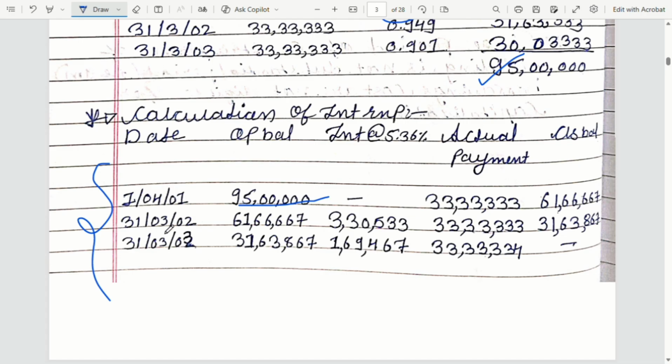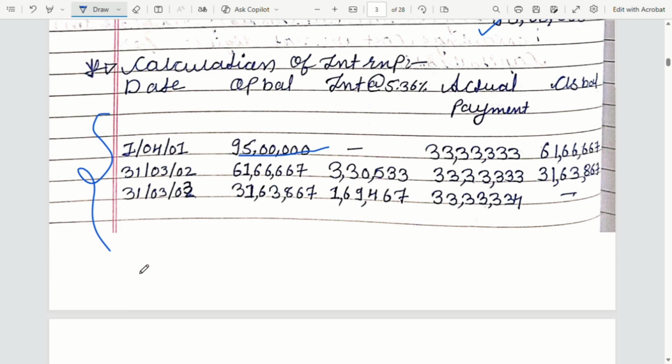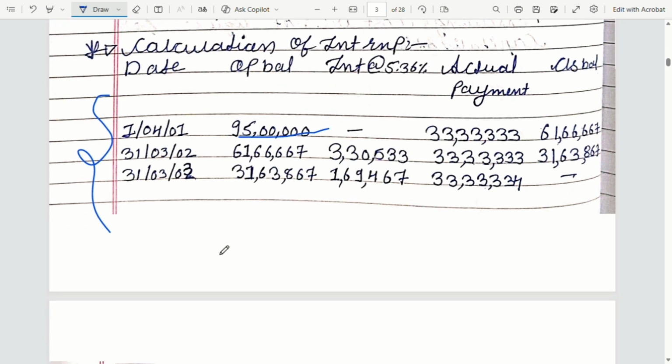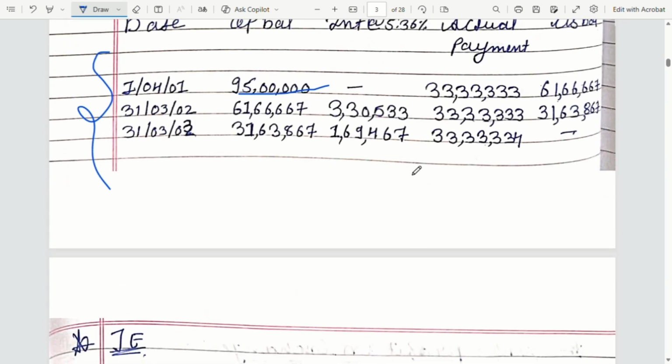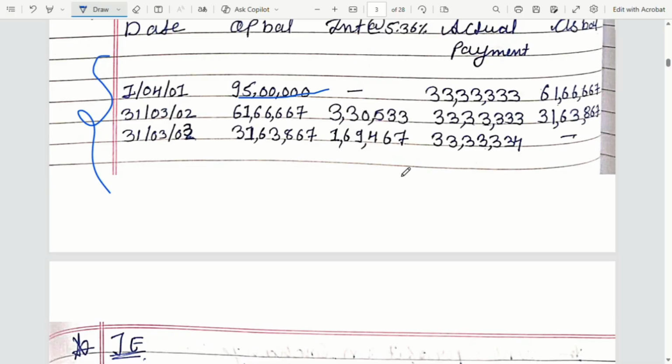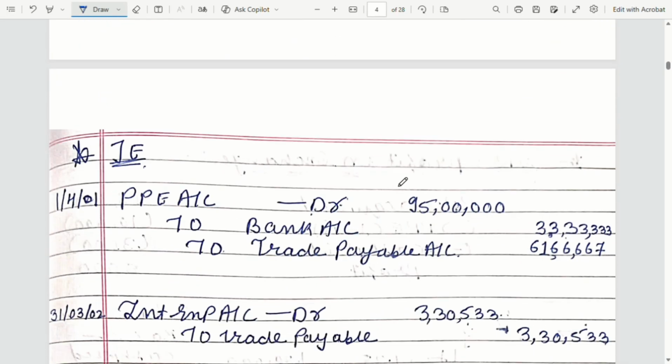Then in the next year we will calculate the interest for 1 year, and also we are making the payment, so we get a closing balance. Then in the second year, the same. So we have got the interest of 2 years, and we will charge it to the payable account.